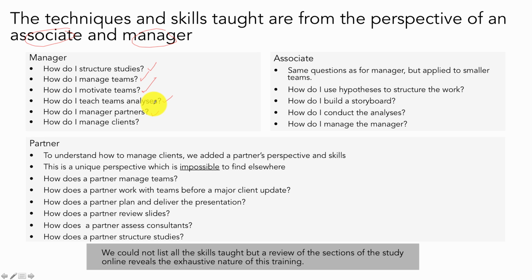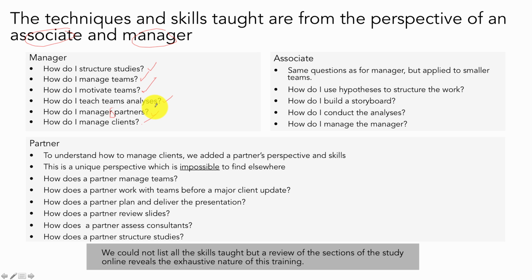How do you manage partners? Okay, there's a typo here, but how do you manage partners? How do you manage clients? A lot of detail on how you coach. How do you communicate? How do you manage teams? How do you set up meetings? What is best practice for meetings? How do you deal with people who challenge you in meetings?